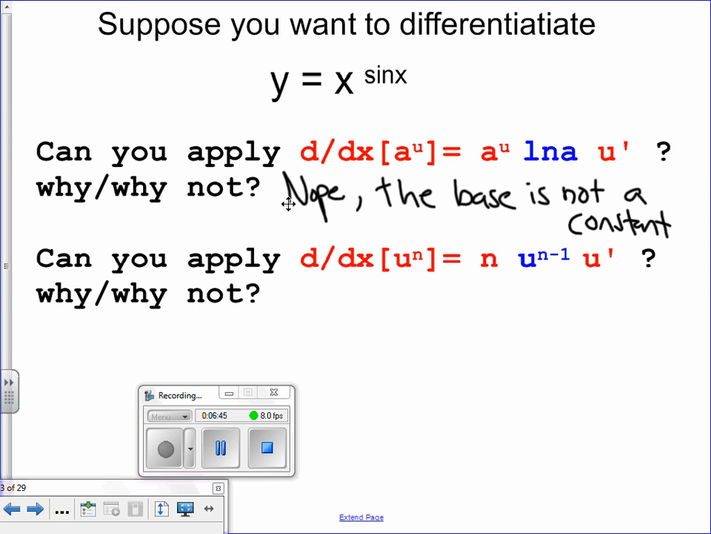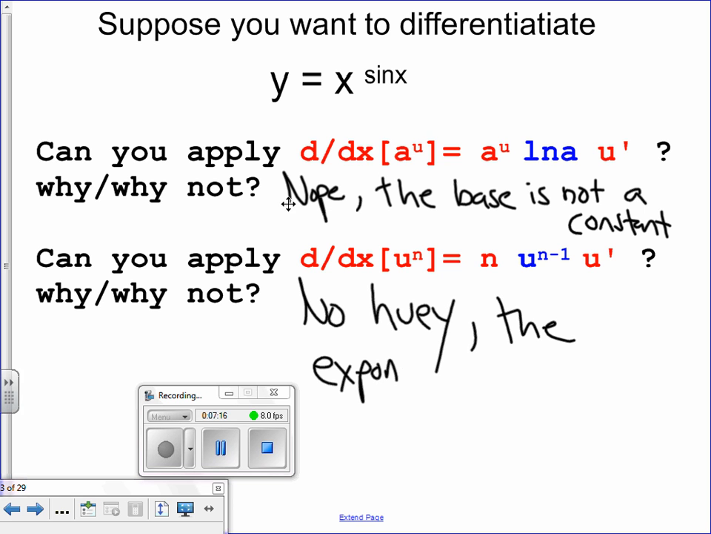Well, we got some other tools in our little tool belt here. Can we use the u to the n rule, the power rule? No. Why? The exponent's not a number. The exponent's not a constant. No way. The exponent is not a constant.